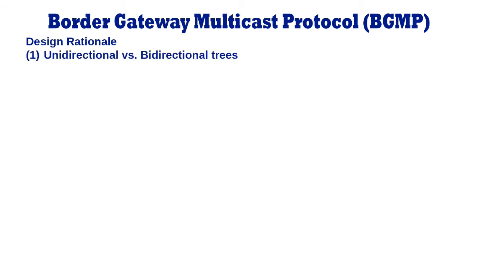1. Unidirectional versus bidirectional trees. Bidirectional trees, that is using bidirectional forwarding state as described before, minimize third-party dependence, which is essential in the interdomain context.